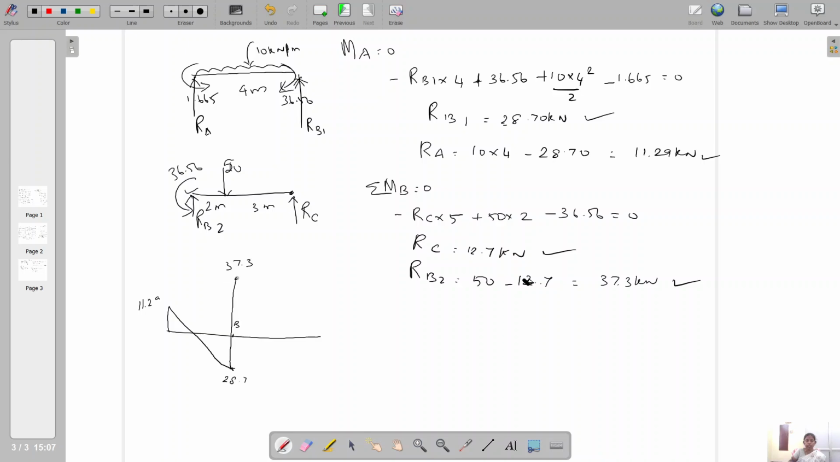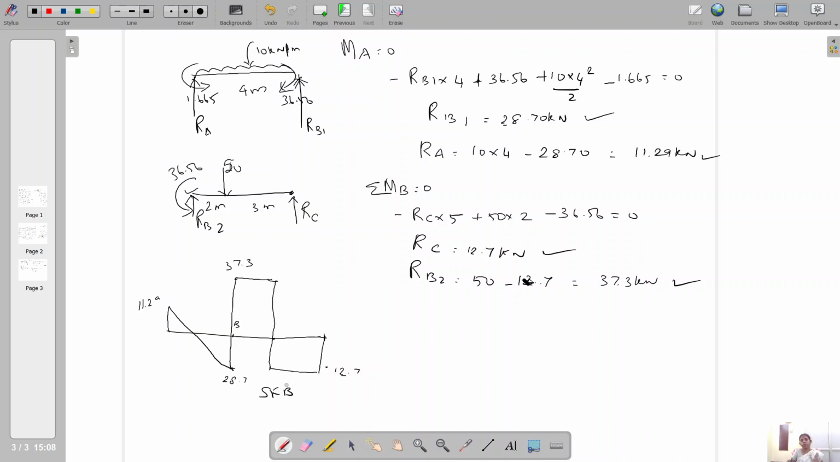Next one, it is a point load. So up to the point load you have to extend this, and under the point load, at C you get the value of 12.7. So mark the ordinate. Up to the point load it will extend the same and drop by 50. So 37.3 minus 50 will reach minus 12.7. So it is the SFD.